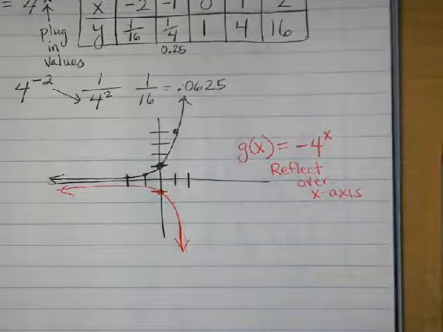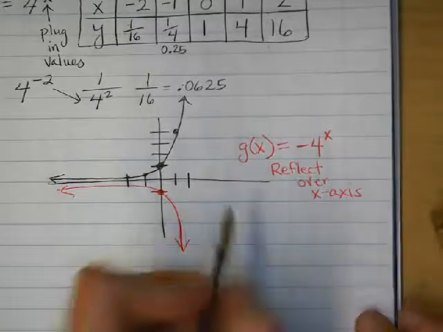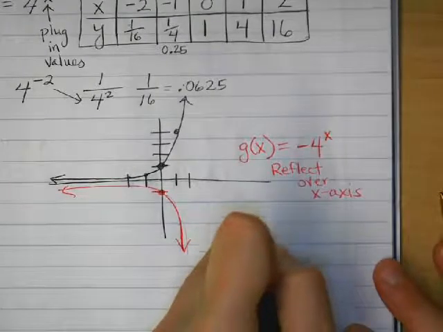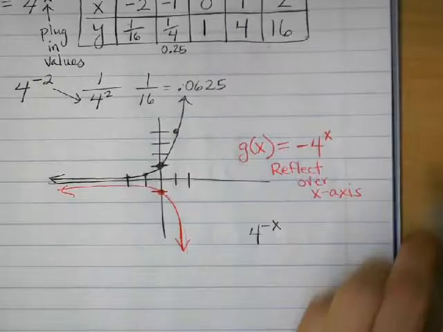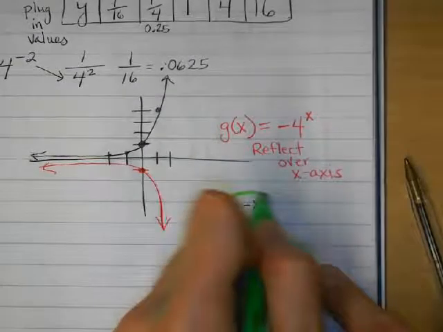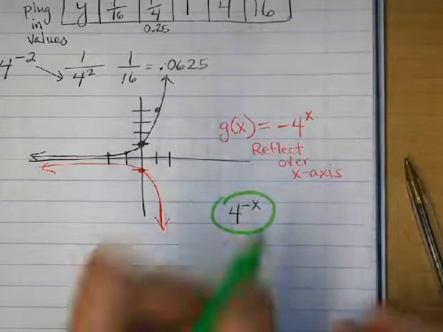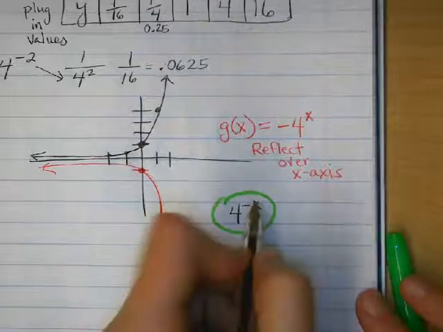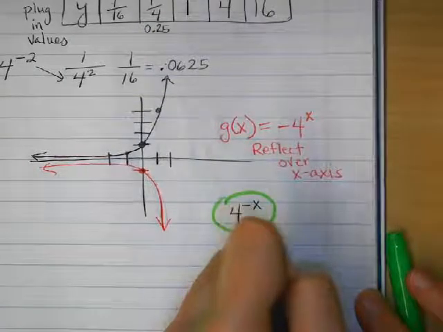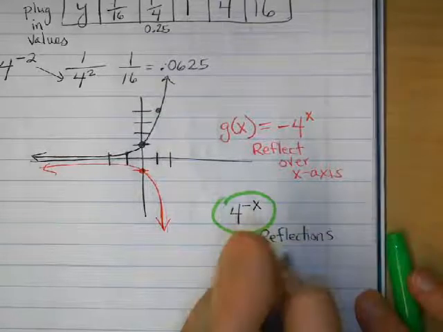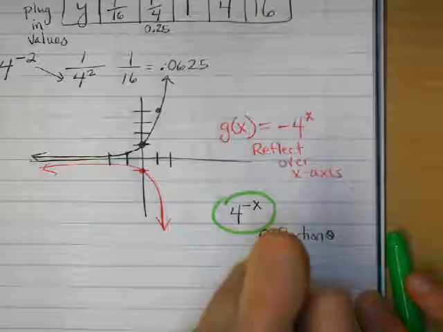And again, they had different things on the notes, or if it would have been 4 to the -x. If they put the negative up in the exponent, then that would be a reflection over the y-axis. So you've got to know about these different reflections and what they do. Reflection over the y-axis.